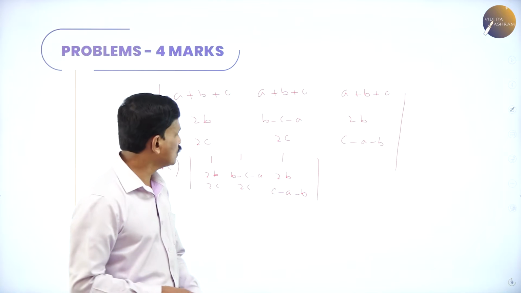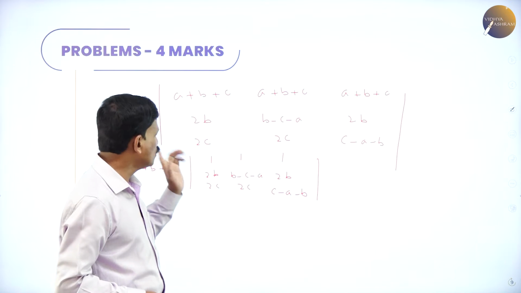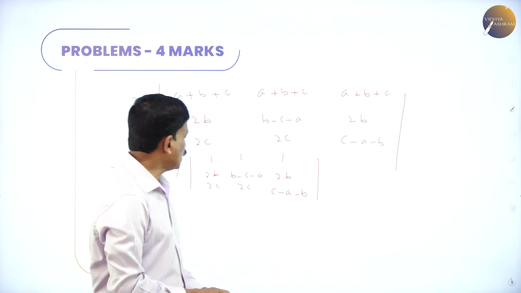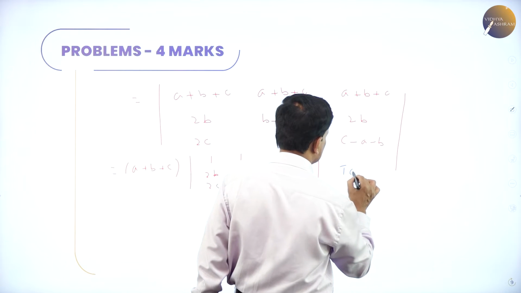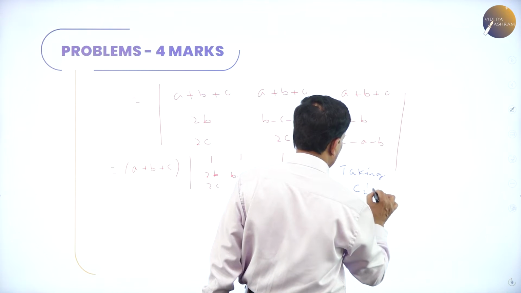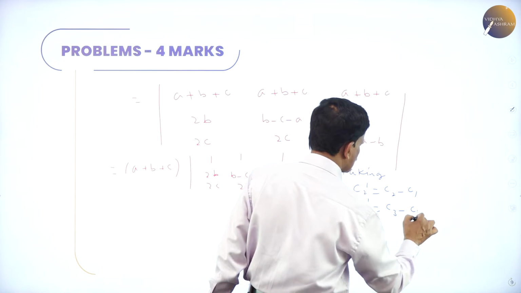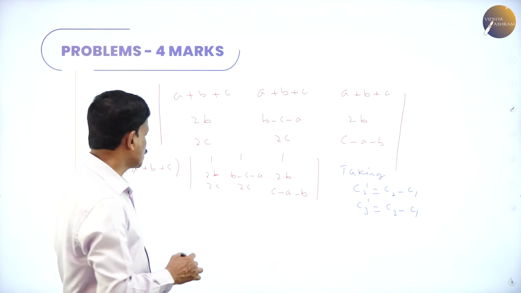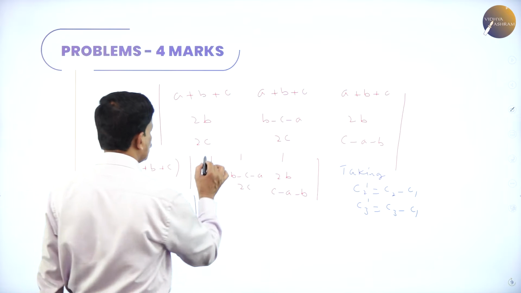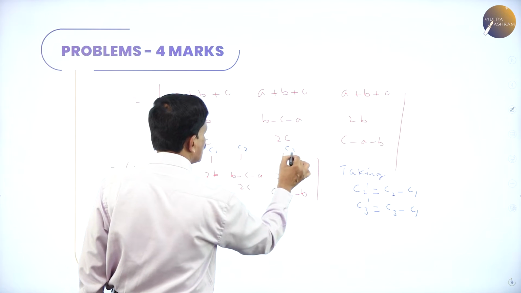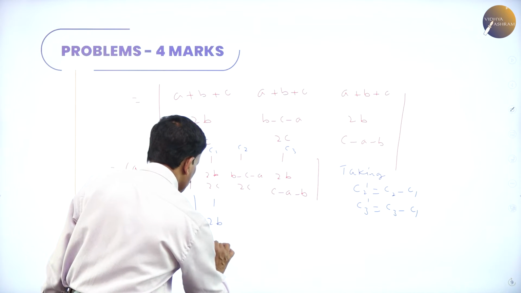Okay. Now let us convert in such a way that all the elements above the principal diagonal are 0, or below the principal diagonal are 0. See, already the elements here are 1 and 1. Convert all the elements above the principal diagonal to 0. So for this, let me take C2 dash equal to C2 minus C1 and C3 dash equal to C3 minus C1. Now convert this. This A plus B plus C is as it is. See, this is the C1, C2 and C3 column. Column 1 is the same. Column 1 is 1, 2B, 2C.